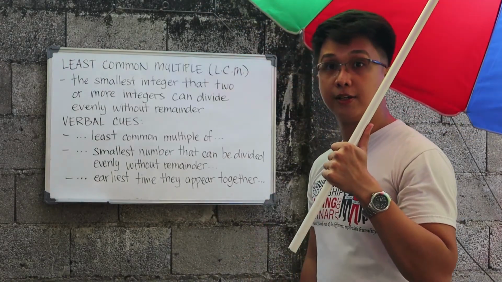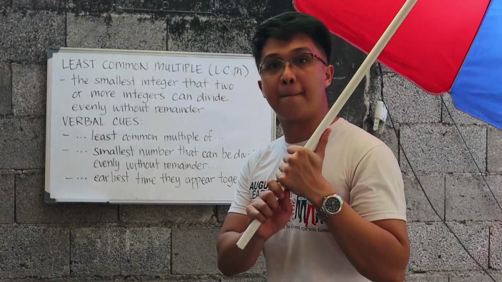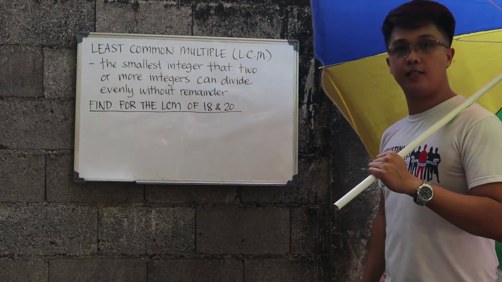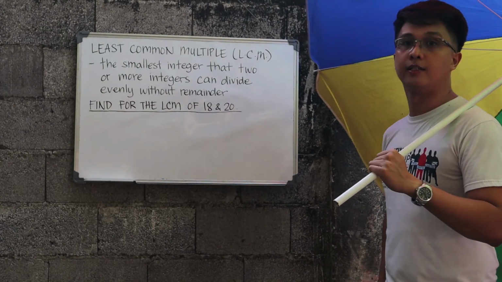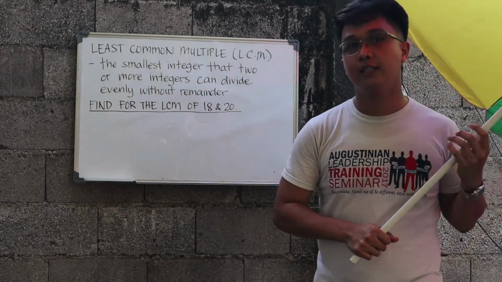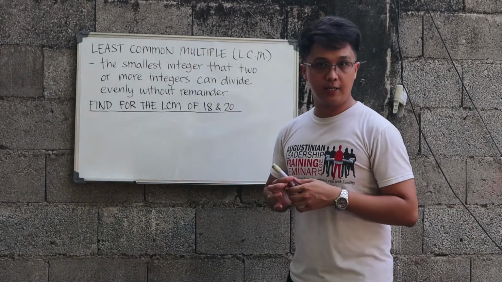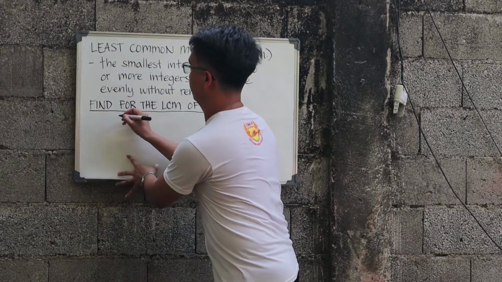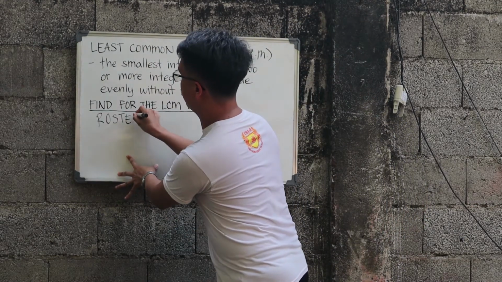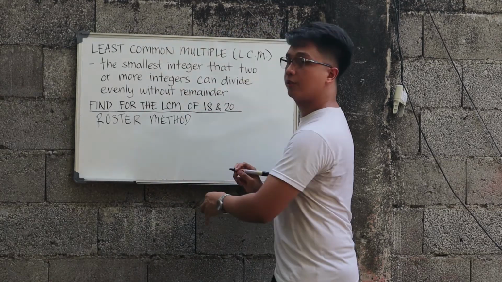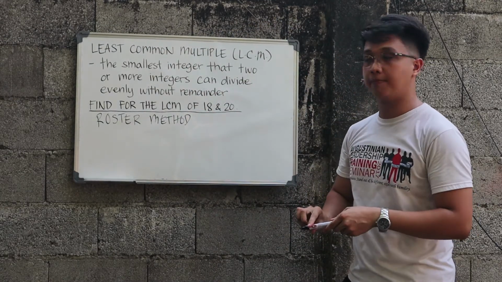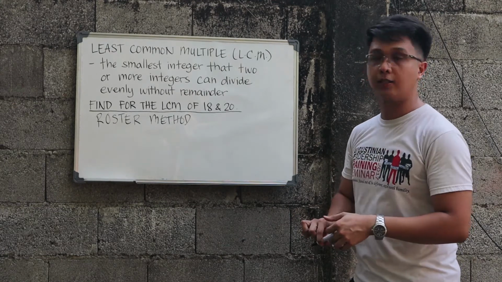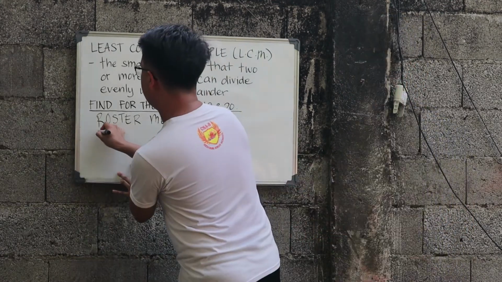Let's proceed to the methods of finding the LCM. Find the LCM of 18 and 20. The first method we will do is the roster method. The roster method is also known as the listing method. So what we will do is list all the multiples of 18 and 20. First, we list 18.